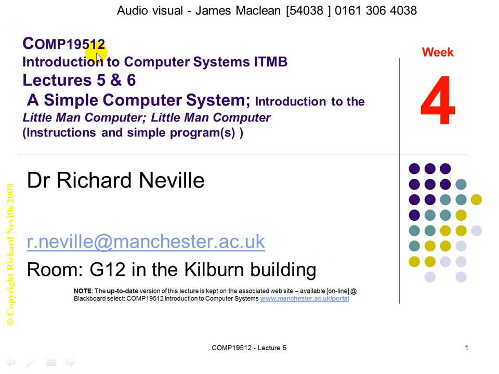Welcome to Comp 19512, in the series Introduction to Computer Systems. We're going to look at lectures 5 and 6, and in that we're going to look at systems, particularly computer systems, and a very simple one. We're going to introduce the concept of a little man computer as a model of a real computer. Then we're going to look at what you need to program that little man computer, its instructions, and we're going to write a very simple program. At the end we're going to see you can actually run this program and sequence through the program itself on paper.